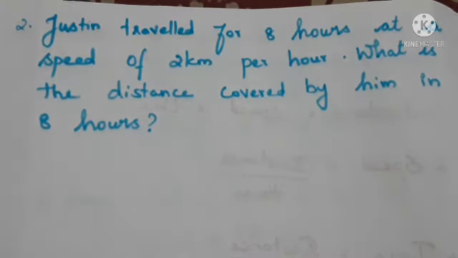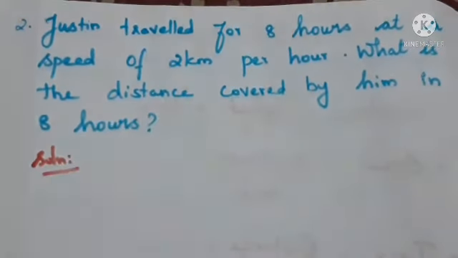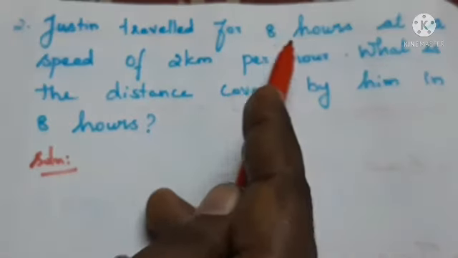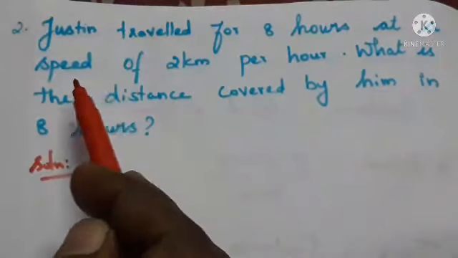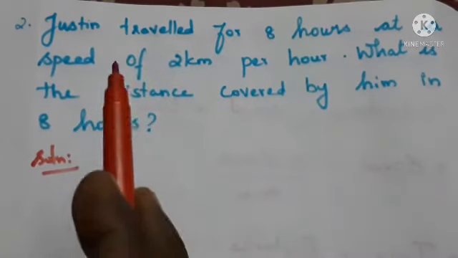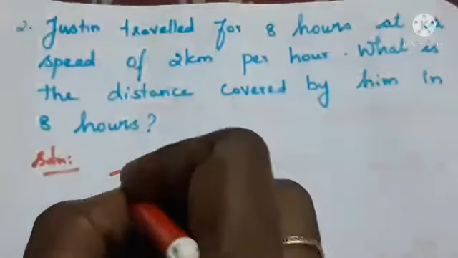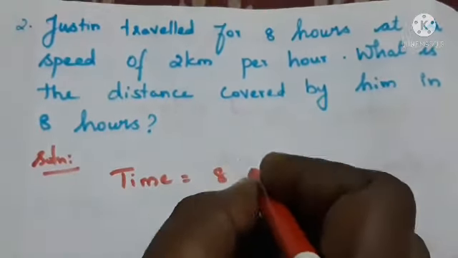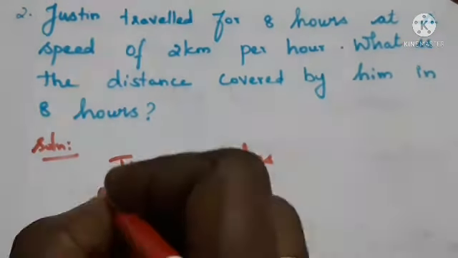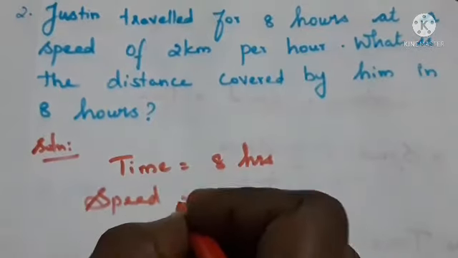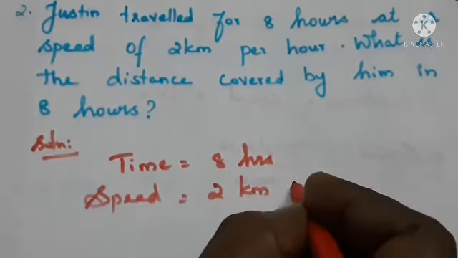So we can start to do this problem. We write the solution first. What things are given here? They have given the time, 8 hours. Next they have given the speed as 2 kilometer per hour. So from this question we know they have given the time and the speed. We write the time first: time is equal to 8 hours. Next they have given the speed: 2 kilometer per hour. Instead of per, we can write like this.